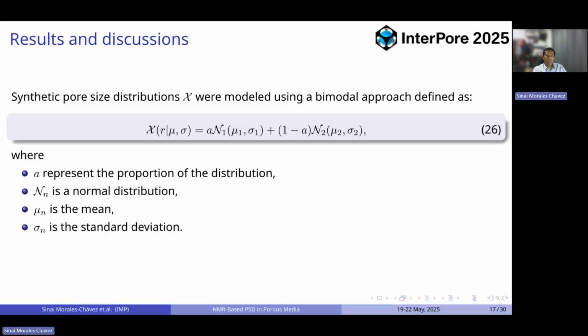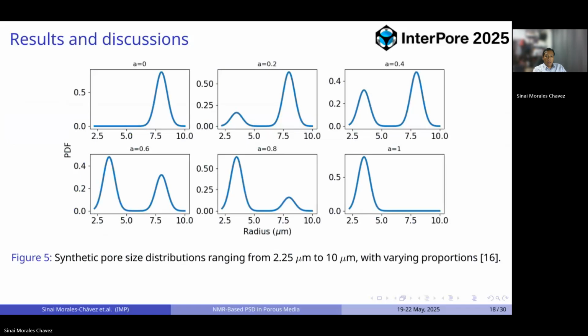This figure illustrates a set of synthetic pore size distributions with radii ranging from approximately 2.5 microns to 10 microns. Different proportions of the two Gaussian modes were used to test the model's sensitivity to overlapping peaks and varying amplitudes. This distribution serves as the ground truth for our inversion test in the next slides.